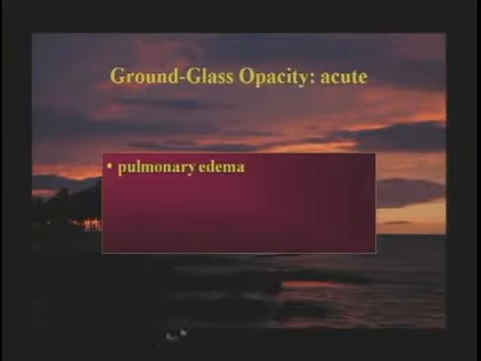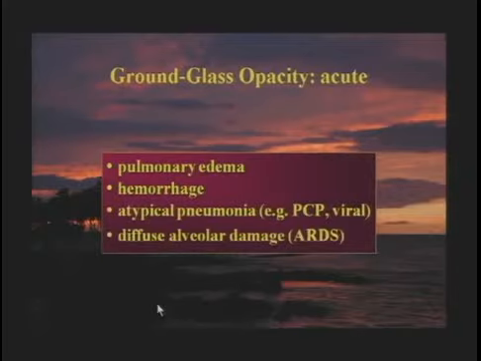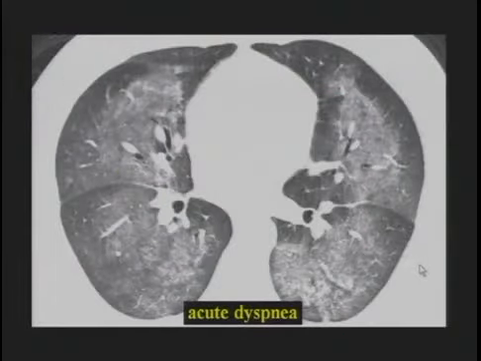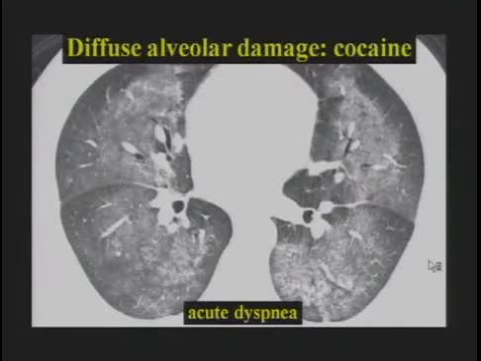Now, I approach the differential diagnosis of ground glass opacity exactly the same way I approach consolidation, based on the chronicity of symptoms. If the patient has ground glass on CT with acute symptoms, the differential is pulmonary edema, pulmonary hemorrhage, atypical pneumonias, diffuse alveolar damage. Basically the same differential, but you consider different sorts of infections, atypical instead of bacterial. Patient with acute dyspnea, sort of a parahilar bat wing appearance to ground glass opacity. This is diffuse alveolar damage due to cocaine or cracked lung.